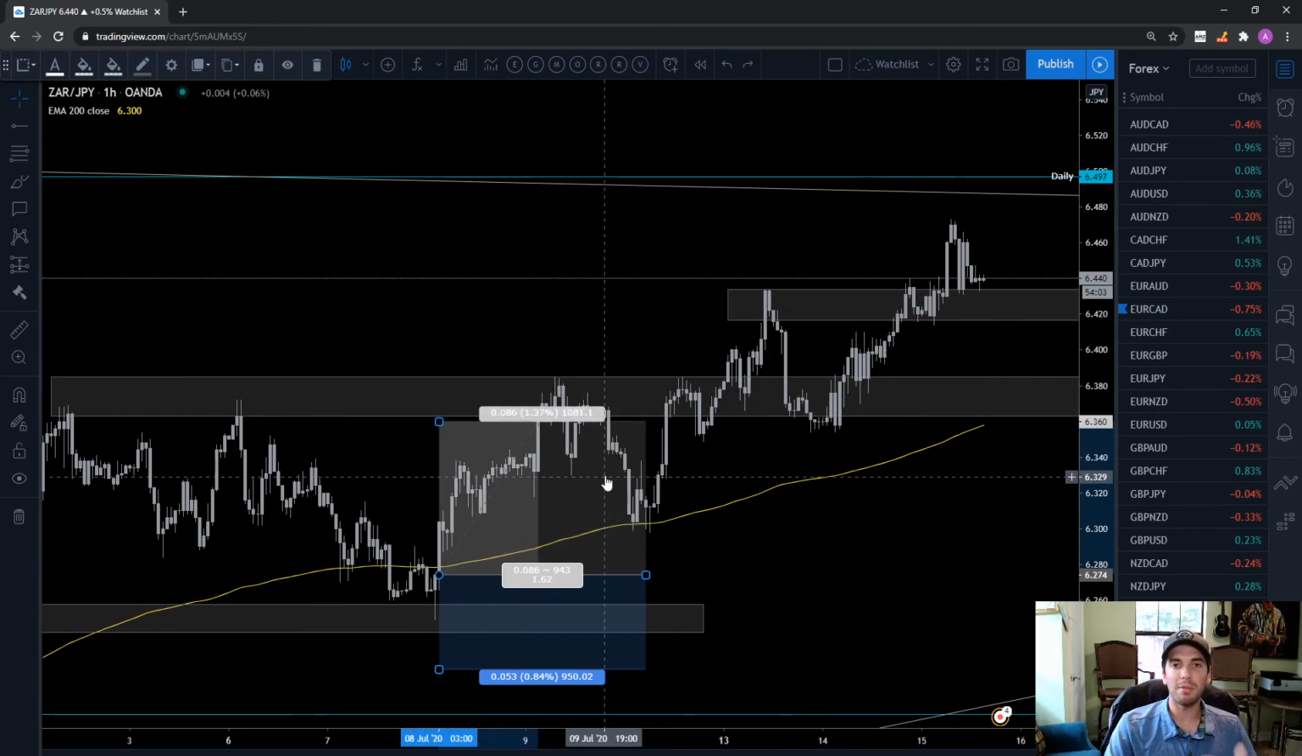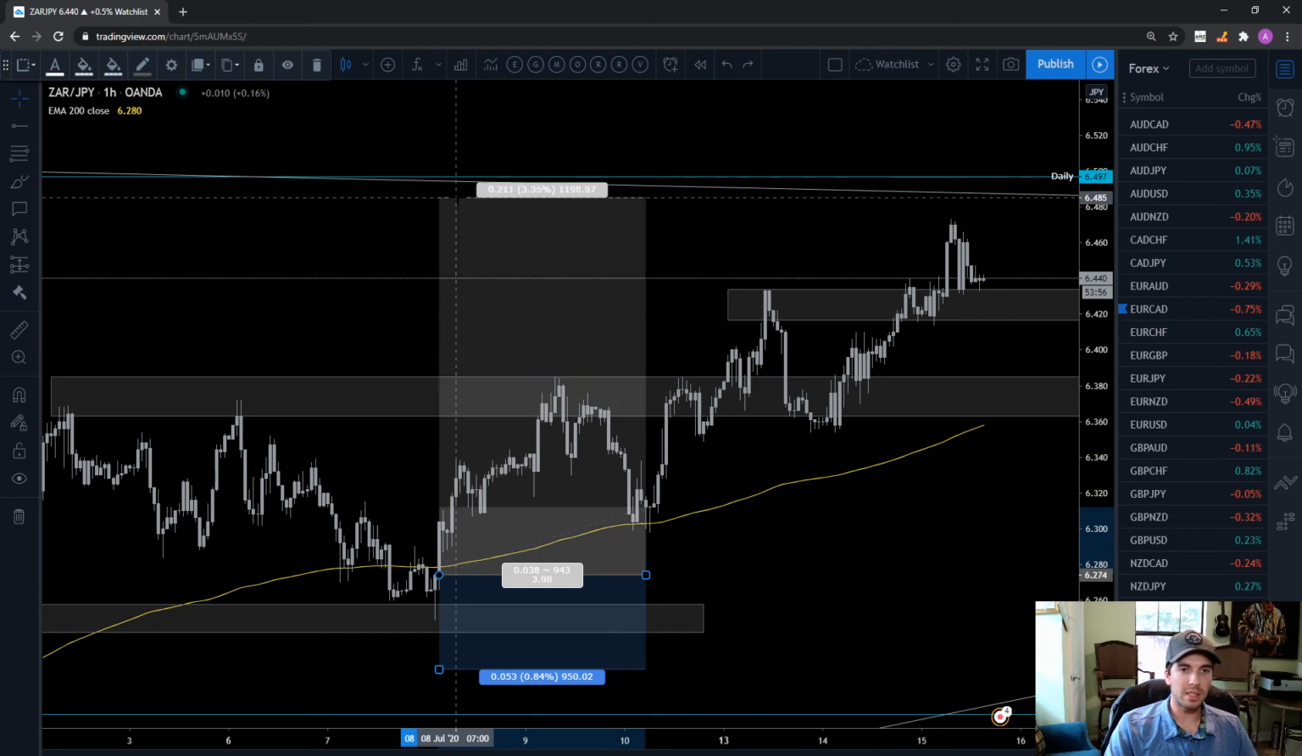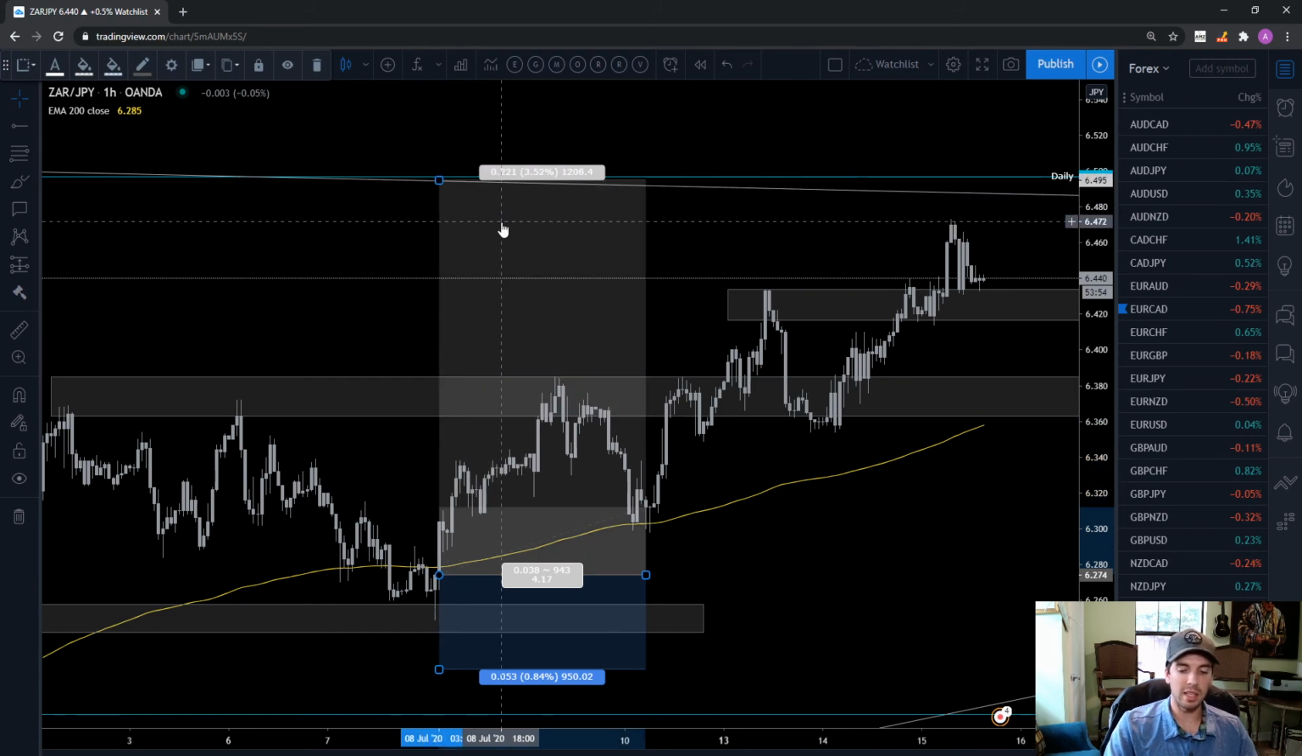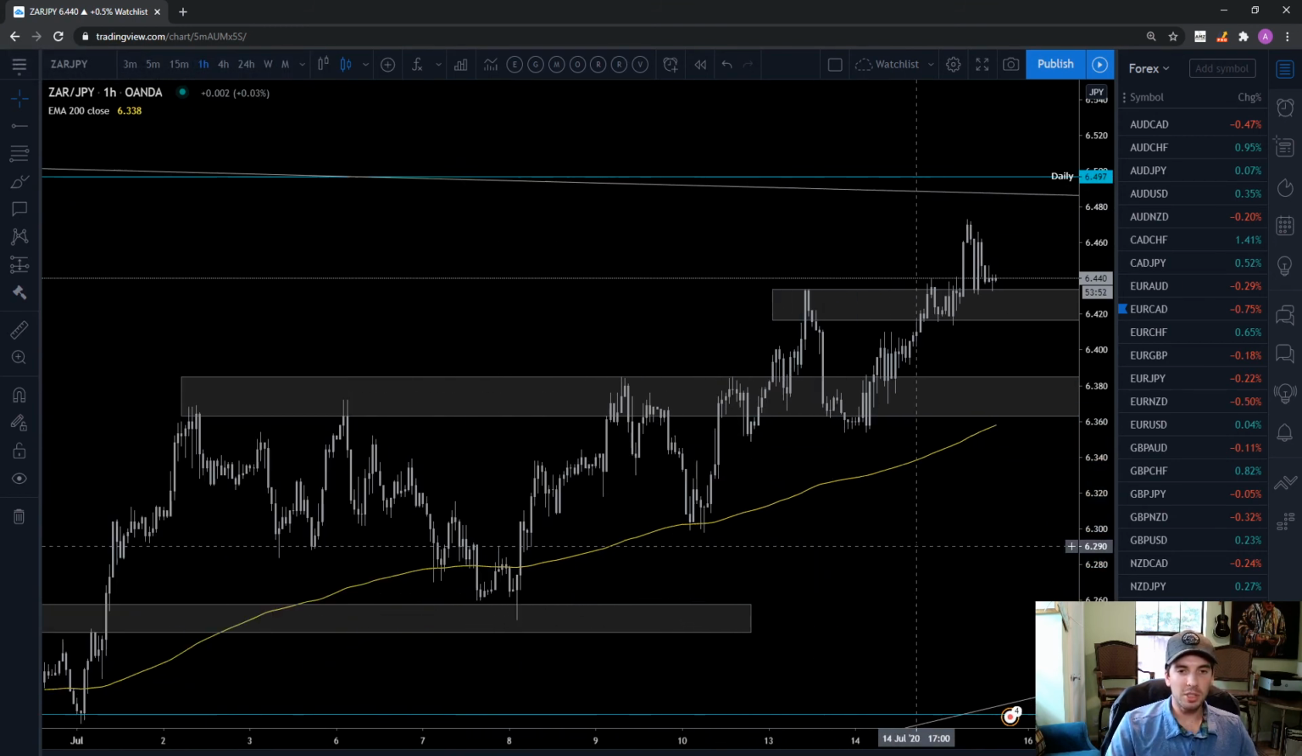And we're taking profits. We're averaging or slowly scaling out of our positions. I think a real good profit taking point would be this trend line or this daily level. So that was a good setup.